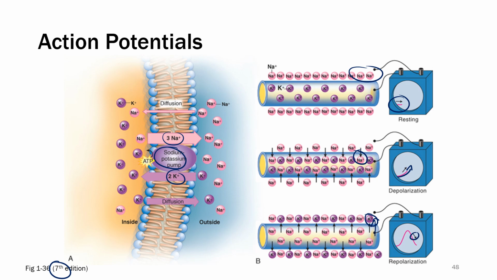It seems like it would get unequal because it's pulling 3 sodiums out for 2 potassiums, but we have leak channels for potassiums. We have more leak channels for potassium. So you can see this arrow's a little bigger because the potassium leak channels are more common than the sodium leak channels. So it has to have that 3:2 ratio to balance.